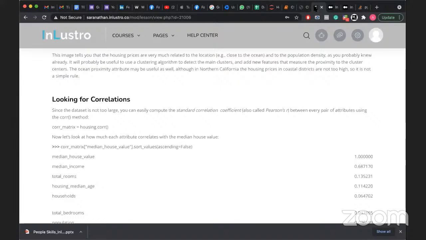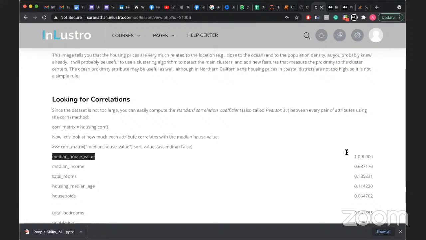Median house value is directly proportional to median income. The higher the median income, the higher the value of the real estate in that area. The more the number of rooms, the more the value of the property in the area. The more the median age, the more the value of the property in the area. That's why all of these have positive correlation coefficients.